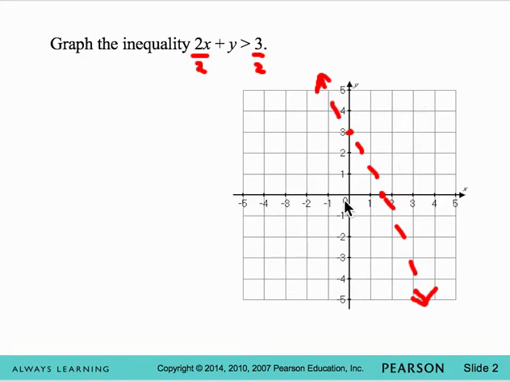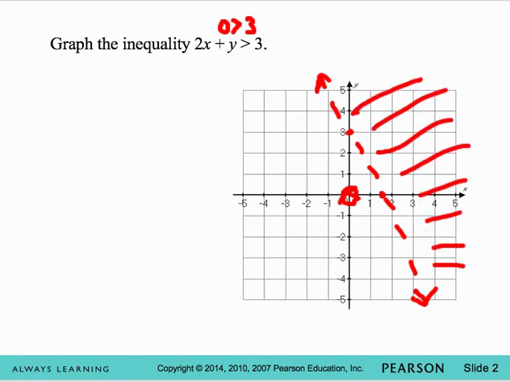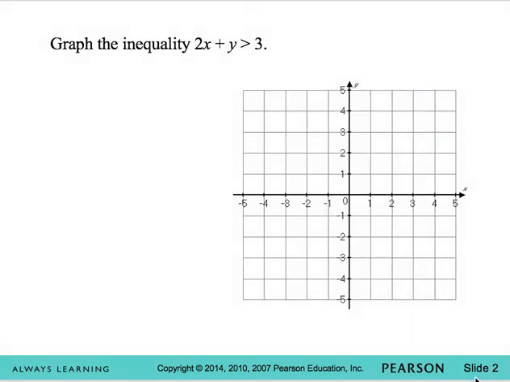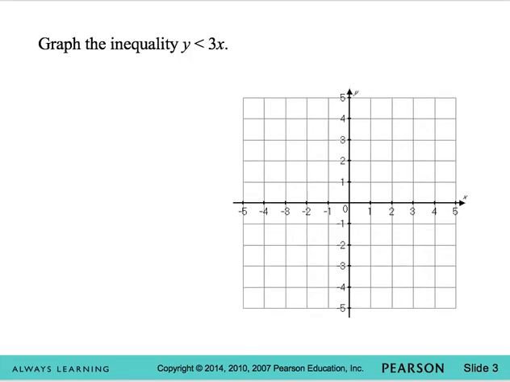Okay, so am I going to shade this half or this half? Well, let's take this point right here, 0, 0, and let's plug it in. So 0 plus 0 would be 0. Is 0 bigger than 3? No, it's not bigger than 3. So this side is not my answer. I need to shade the other side. Okay, and that's all there is to graphing inequalities.